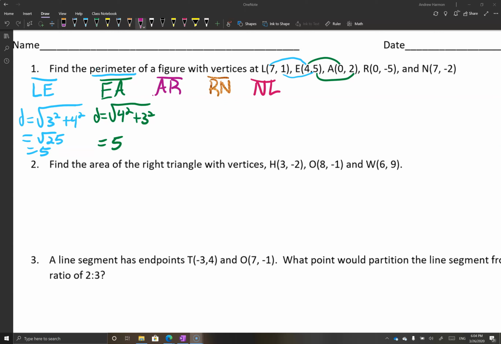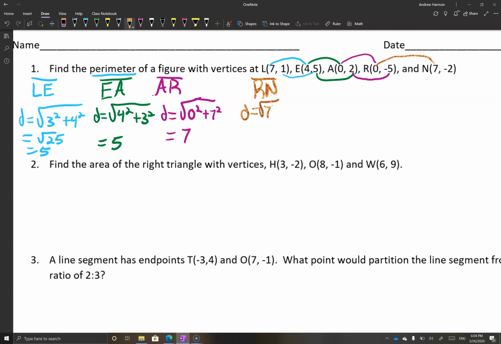Same thing with AR. So again, we're going to get the distance between each of those points. 0 to 0, that's a change of 0 squared, and then 2 to negative 5. It's a little trickier to think about, but if we're going from 2 to negative 5, that's 2 to 0, so that's 2, and then to negative 5, that's 5 more, so that's a distance of 7. So we get 0 squared plus 7 squared, that's going to give us 49, and then the square root of 49 is 7.